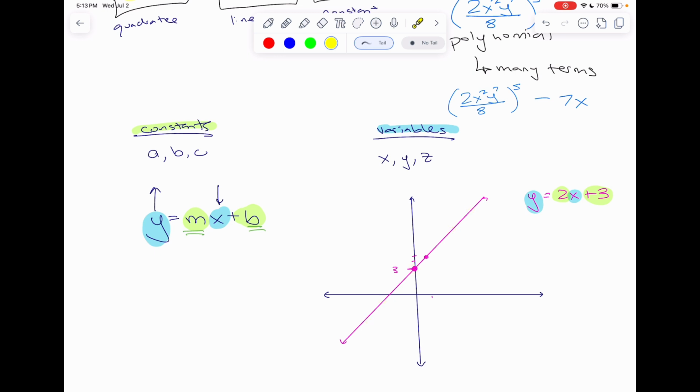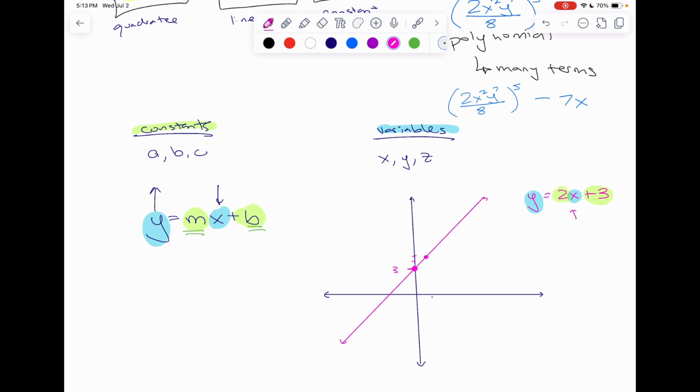Same with my slope. Right here, the instantaneous slope at this point right here is 2. Same here, same here, same here. It doesn't change depending on what input I put in and what output I get out. The slope at this point is still 2. It's constant.